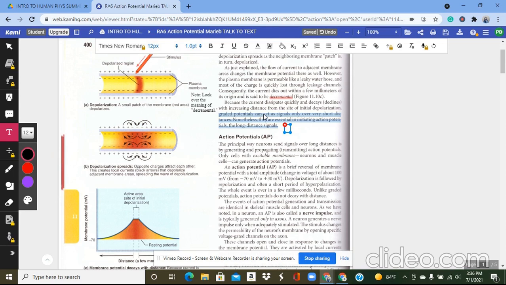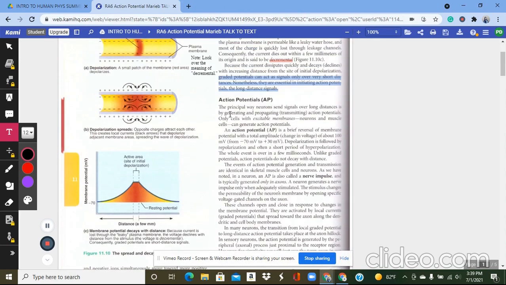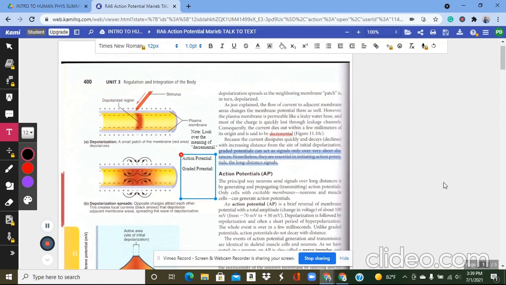And for this highlight, because it was a bit confusing for me at first to recognize the difference between the graded potentials and the action potentials, I will put a short note on this side right here: action potential and graded potential, just so I'm not confused about what their difference is.